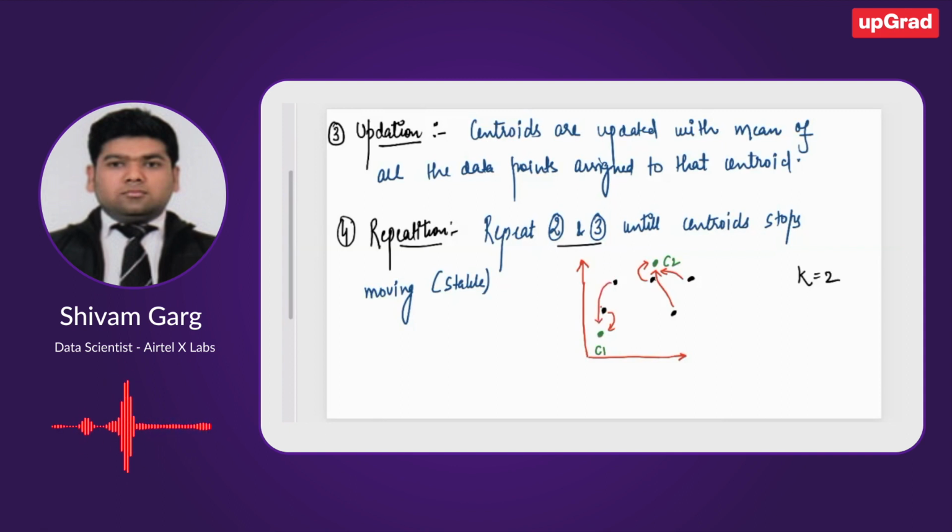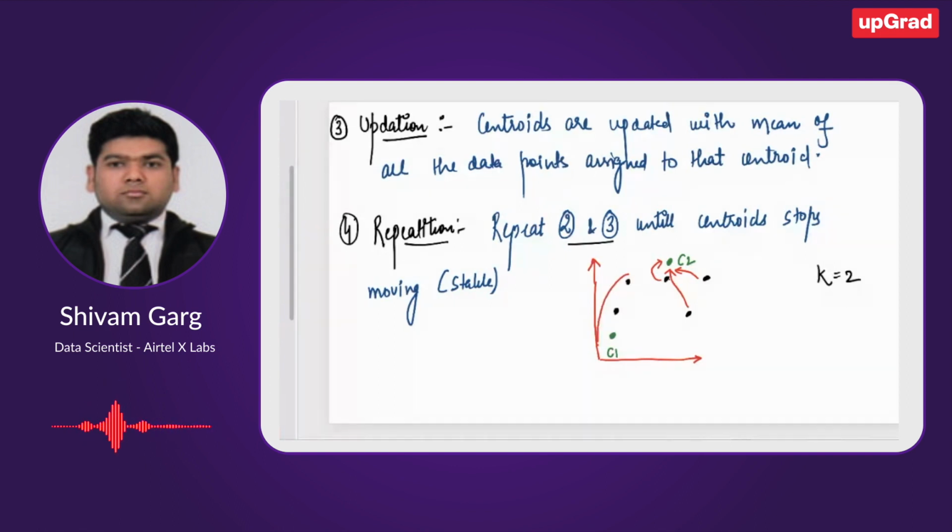Are you able to understand? In assignment this is what happens: whichever data point is closest to a centroid gets assigned to it. Correct? So now what will happen? This becomes kind of one cluster, and this becomes kind of another cluster. Agreed? These two clusters will be formed. Now what will happen in the updation step? I will calculate this C1 again.